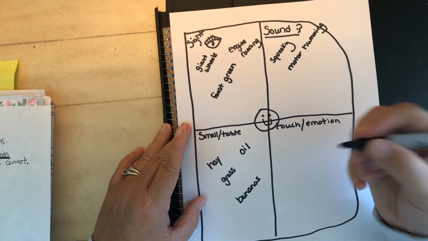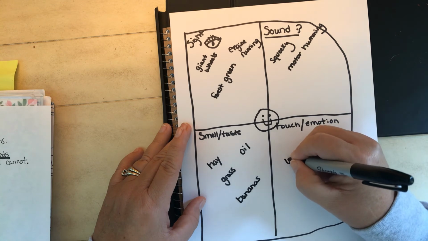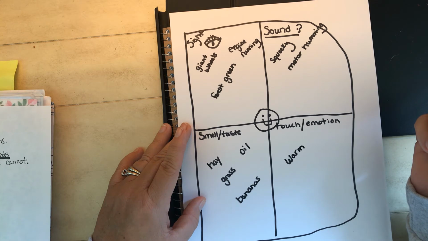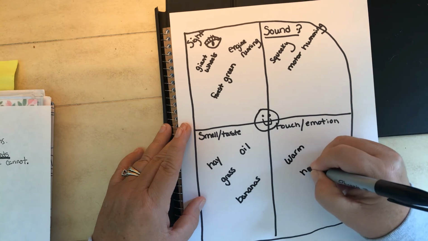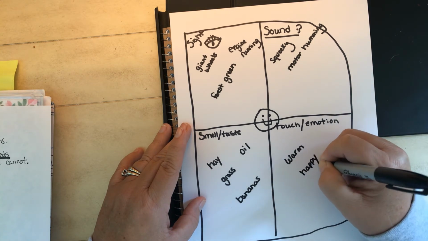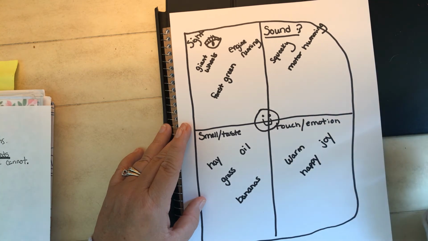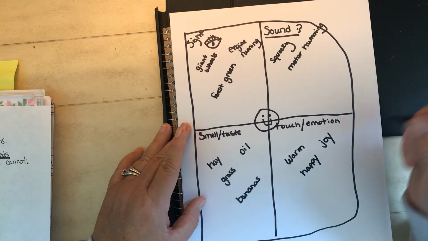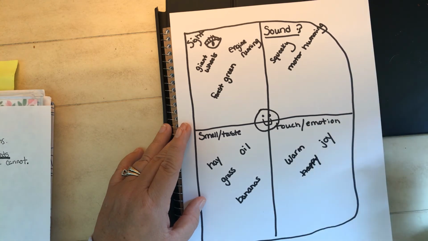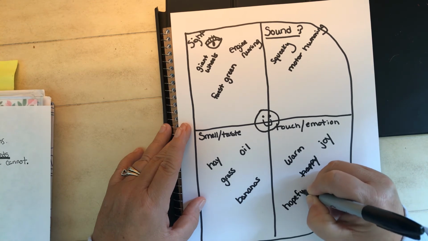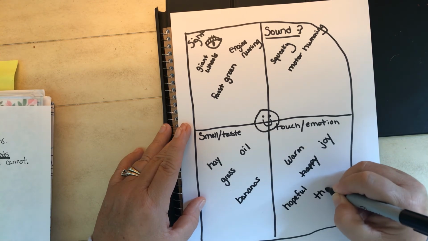Emotion, I'm thinking you might feel warm. You might feel happy. You might feel joy. Joy is another word for happy, a better word choice. I'm going to actually cross out happy because I think joy is much better. Maybe I feel hopeful or thankful.